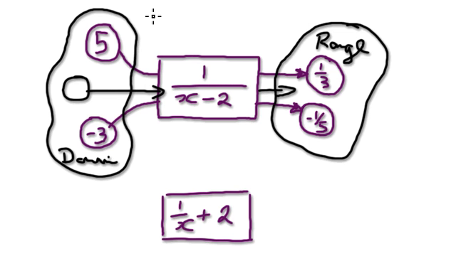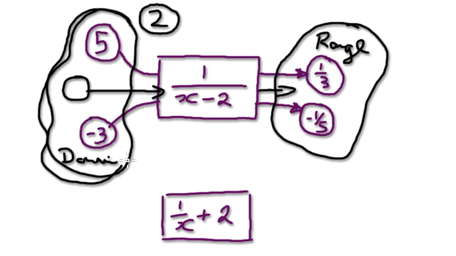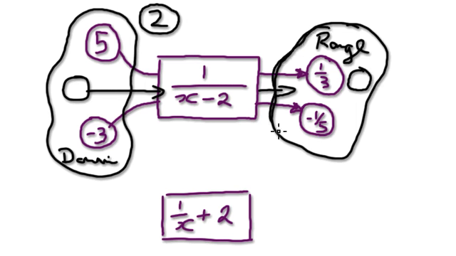You see, the number 2 is not in your domain, because if you try and put 2 into this machine here, it will break down, because this bit here will equal 0. Anything in this domain here will spit out some sort of number, and then you will get a whole set of numbers over here, and what's inside here is called the range.